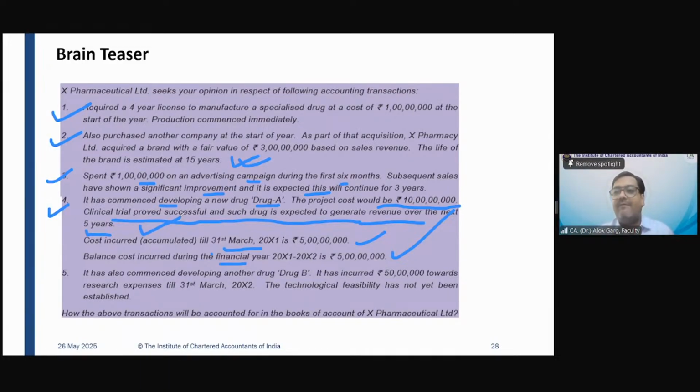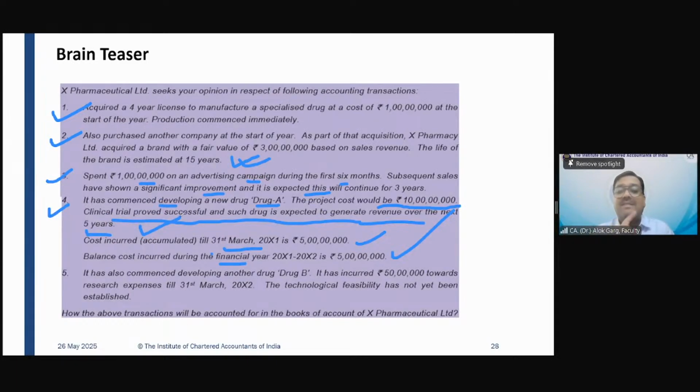Now you know the formula, the salt of that virus. You know that if I apply this Dolo 650 mg, your fever will come down. Now the clinical trial has proved successful, right? And this drug is also expecting future economic benefit. So tell me, when will it expect future economic benefit? When you are sure and certain, right?